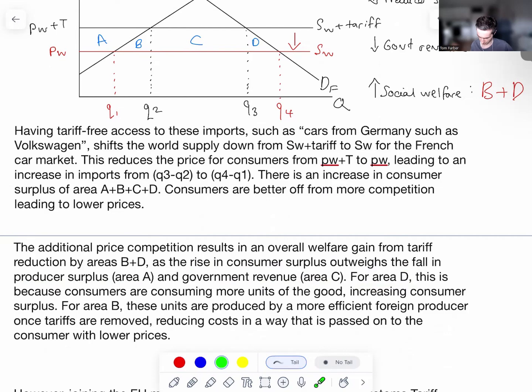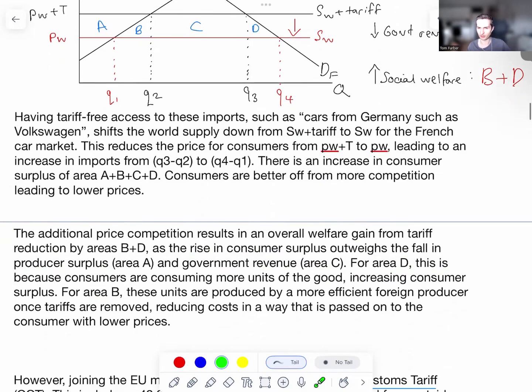And now we can explain why each of those areas B and D represent welfare gains to society. So for area D, this is because consumers are consuming more units of the good, increasing consumer surplus. For area B, those units are produced whether the tariff exists or not, but those units are produced by a more efficient foreign producer, in this case Germany, once tariffs are removed. And that's reducing costs in a way that's passed on to consumers with lower prices. That's our analysis. We've done one long analysis point for the 12 marker. You could do two shorter analysis points if you like as well.